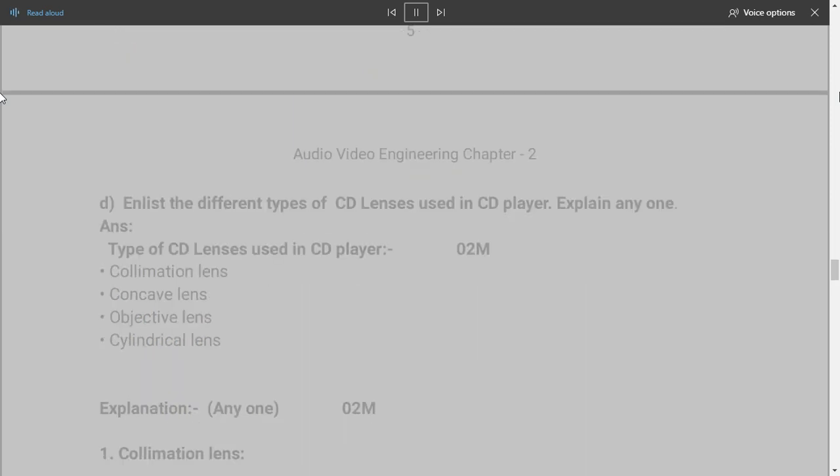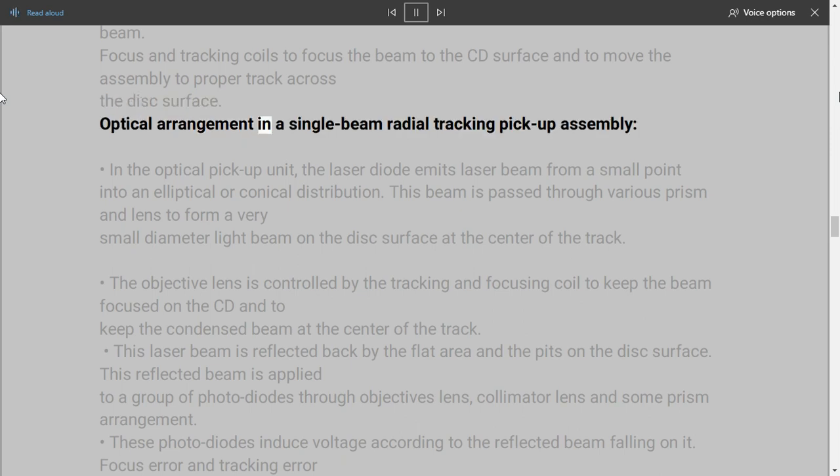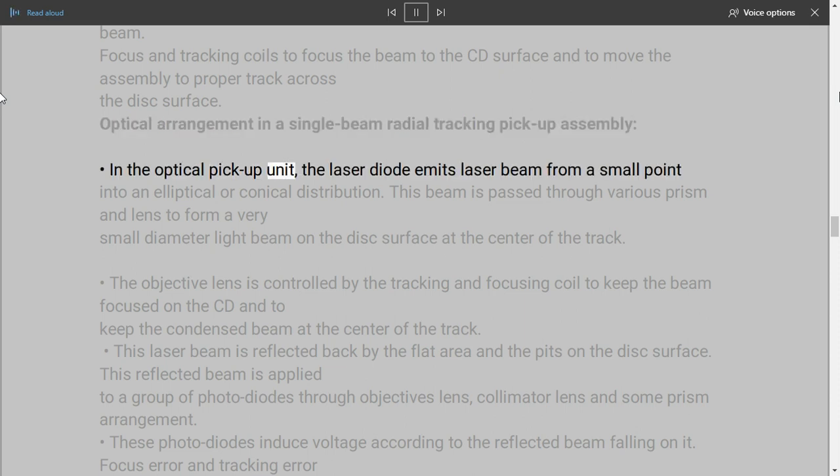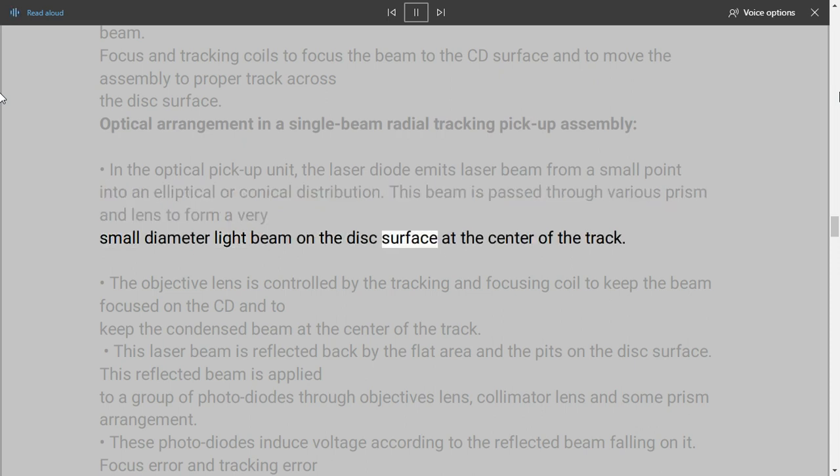beam, and focus and tracking coils to focus the beam on the CD surface and to move the assembly to the proper track across the disc surface. Optical arrangement in a single beam radial tracking pickup assembly. In the optical pickup unit, the laser diode emits a laser beam from a small point into an elliptical or conical distribution. This beam is passed through various prisms and lenses to form a very small diameter light beam on the disc surface at the center of the track.